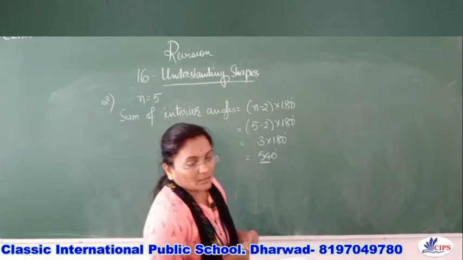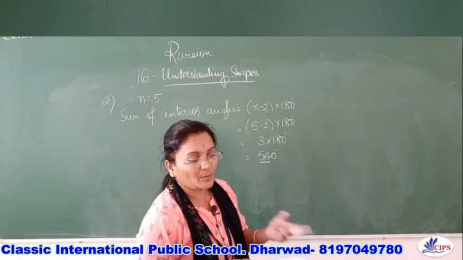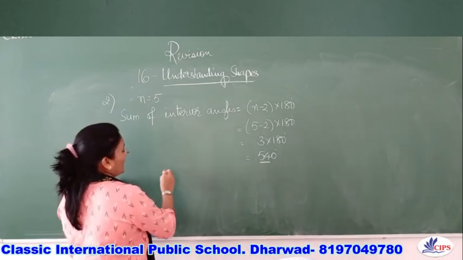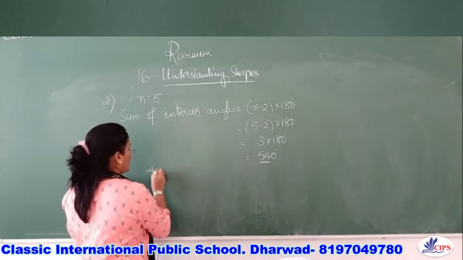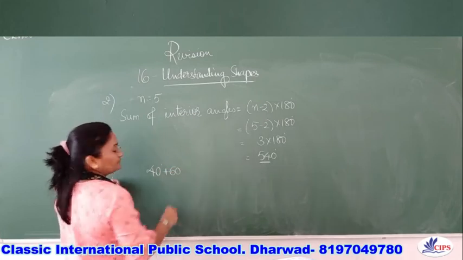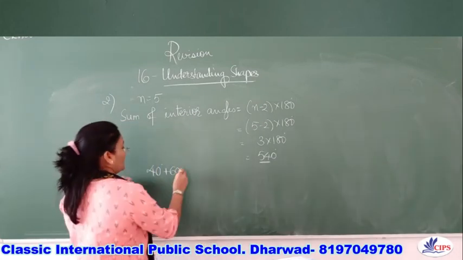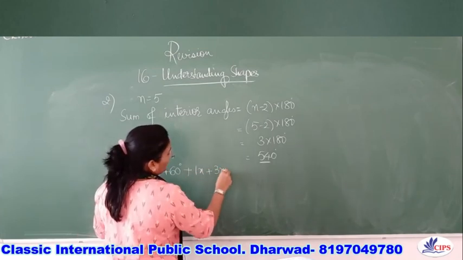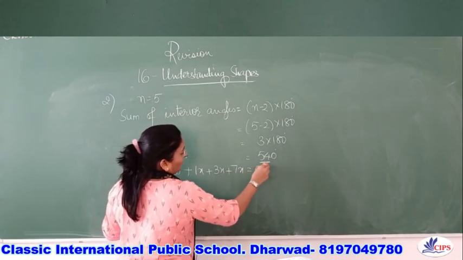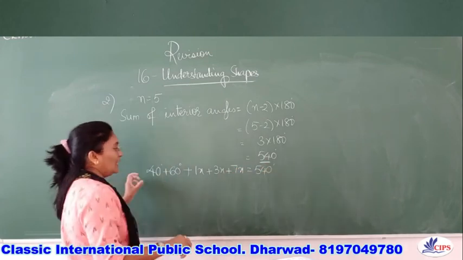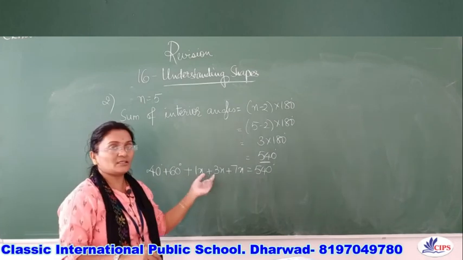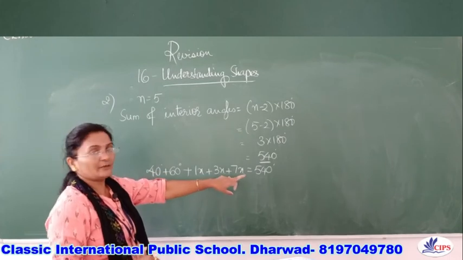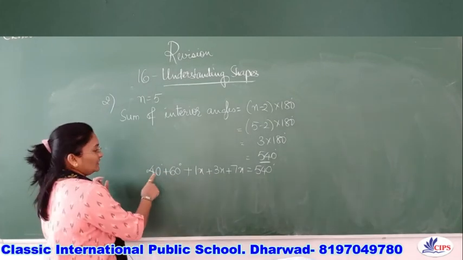Now, two angles are given and the remaining angles we will assume as 1x, 3x and 7x. So here we'll start the sum. The given two angles are 40 degrees and 60 degrees. Then the remaining three angles in the ratio: 1x plus 3x plus 7x is equal to 540 degrees. Why have we written 540 degrees here? Because when you add all these angles, the sum will be 540, because the sum of interior angles in the pentagon is 540.